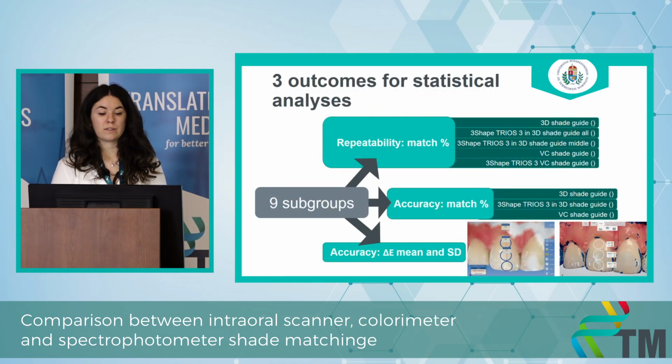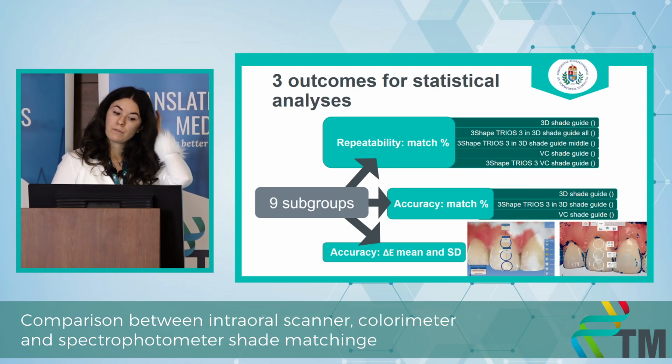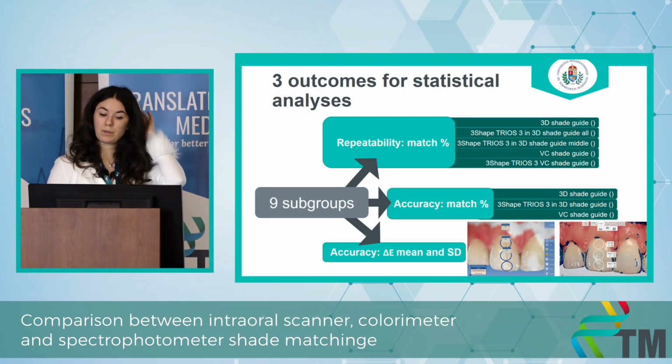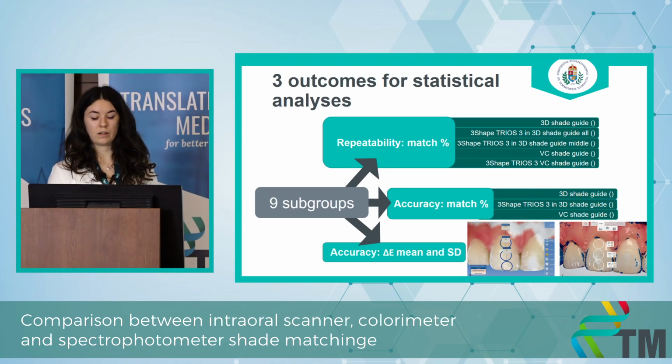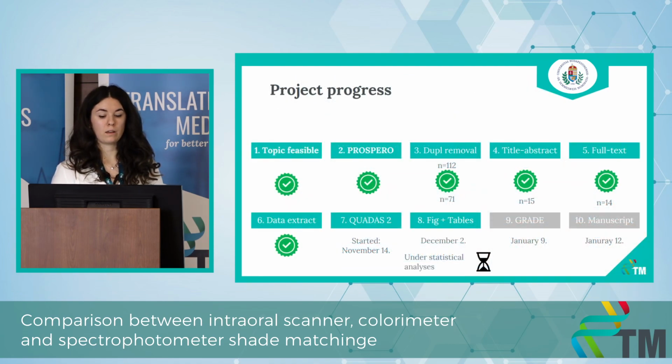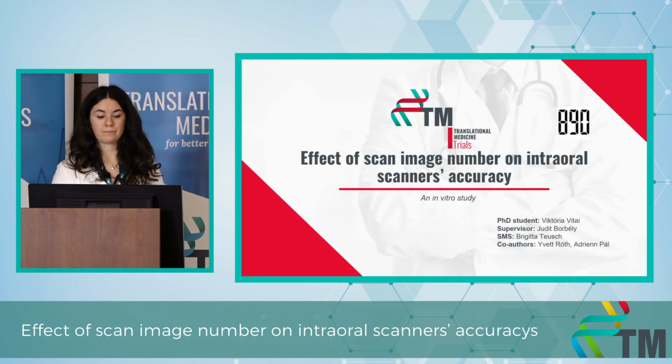And what I sent for the statistical analysis was 9 subgroups, which involved 3 outcomes. First group was about repeatability, which is a match in percentage, and accuracy, also match in percentage, and accuracy delta E mean and standard deviation. So I am now waiting for the results from the statistician.